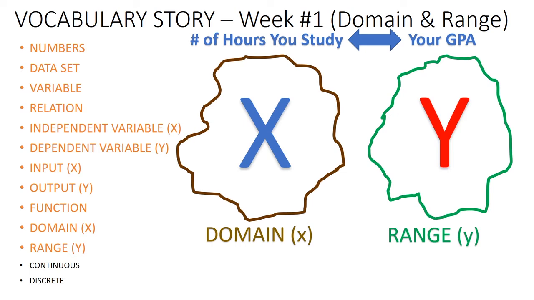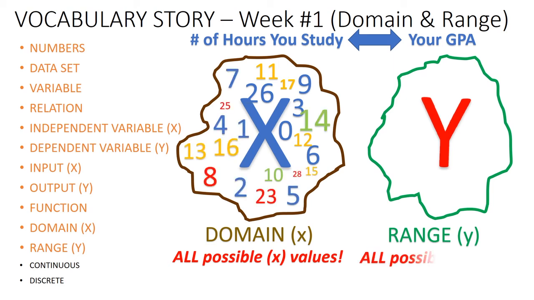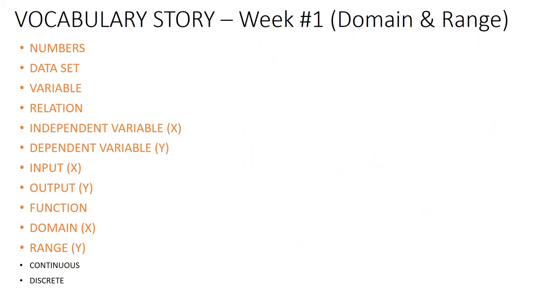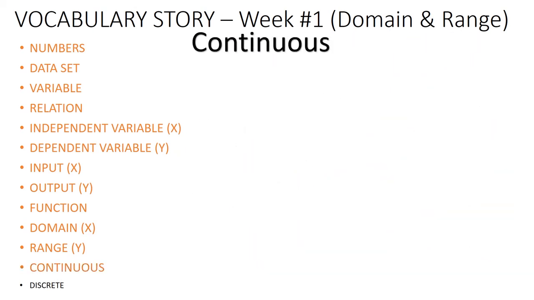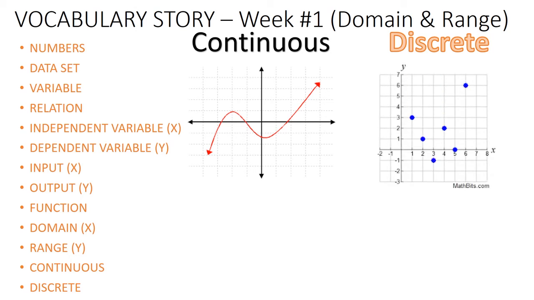The domain represents all possible X values. The range is all possible Y values. Each relation and/or function can be continuous or discrete. A continuous function has values that are continuous or unbroken over the specified domain. Discrete functions have values that are distinct and separate and not connected or continuous.